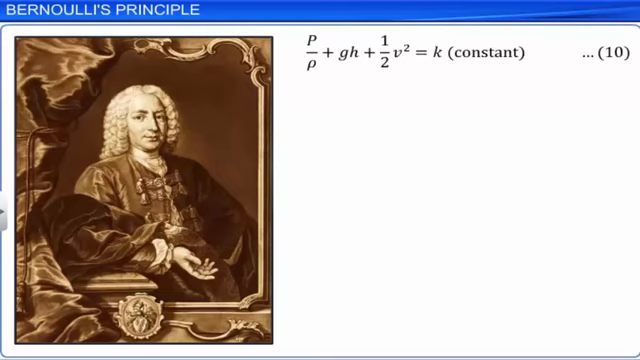We can also represent this equation as P plus ρgh plus half ρV square is a constant. Thus, in a streamlined flow of an ideal liquid, the sum of the pressure energy per unit volume, potential energy per unit volume and kinetic energy per unit volume is always a constant at all cross sections of the liquid.